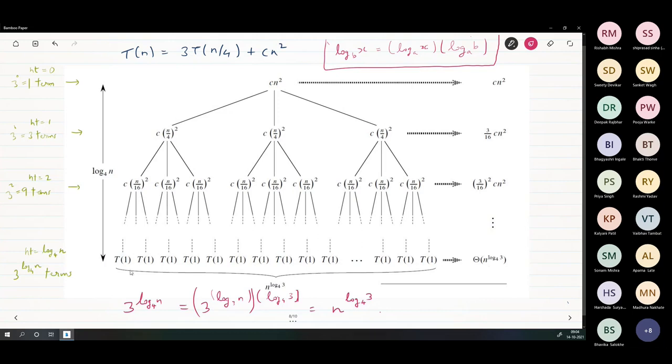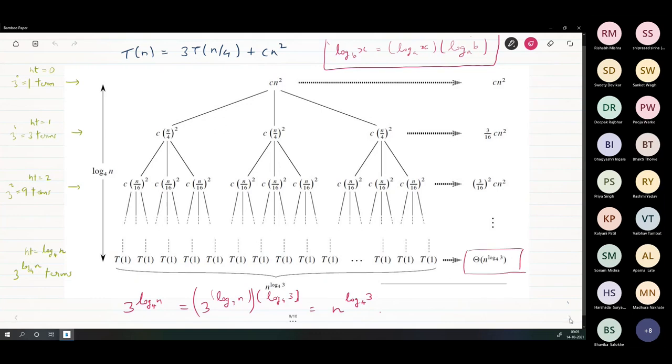Because we write T of 1 for convenience, but it is order 1, no? It might be a little bit different. It is big O 1 or theta 1. So therefore we just approximate that and conveniently write this as theta of this term. That will be the cost. Okay, so that is how we get this.